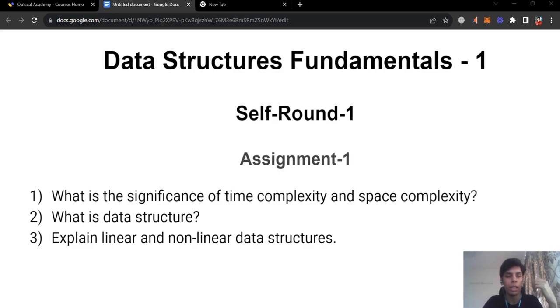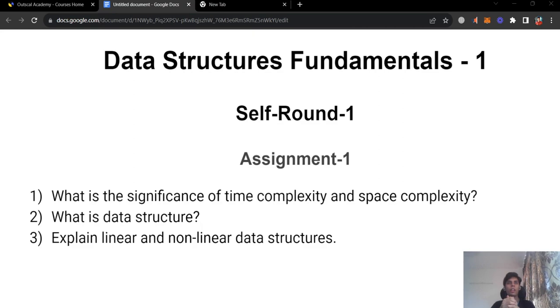Next is, what are linear and non-linear data structures. Linear data structures are characterized by a sequential arrangement of elements, where each element has a unique predecessor and successor, except for the first and the last elements. Examples of linear data structures are arrays, linked lists, stacks, queues, etc. Non-linear data structures are characterized by a hierarchical or interconnected arrangement of elements, where each element may have multiple predecessors and multiple successors. We can take examples of linear and non-linear data structures as well.